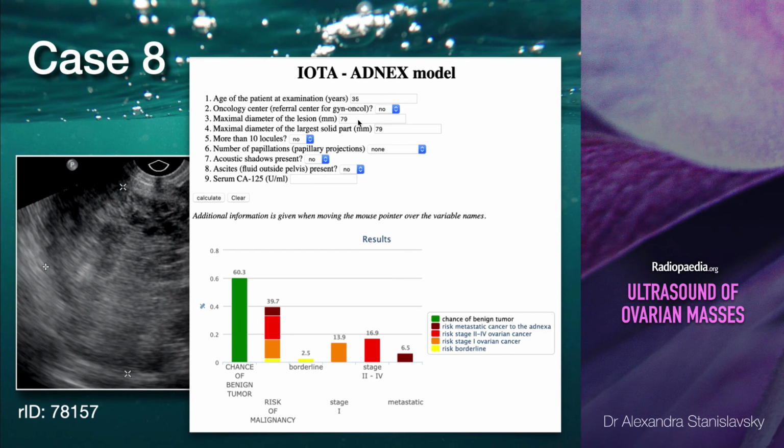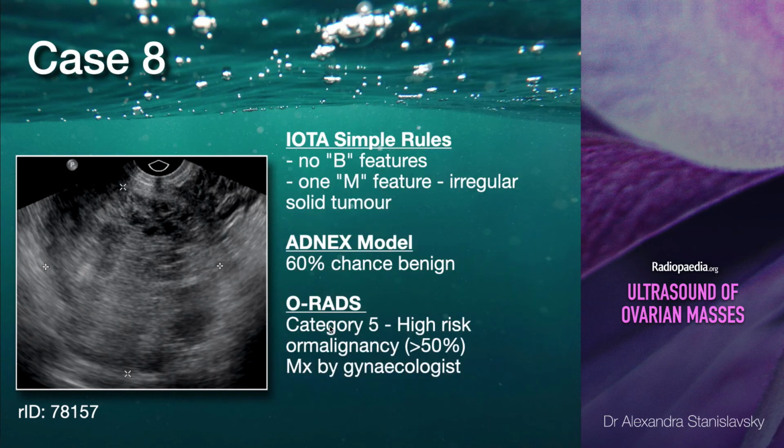ADNEX score, so 79 millimeter lesion, which is essentially solid, no locules, no papillary projections, no acoustic shadows, no ascites, gives it a 40% chance of malignancy, but note that's not borderline. If it's malignant, it's potentially high grade. 40% is certainly, whilst you could say, well, it's saying more than 50% chance of benign tumour, but nonetheless our cutoff will be somewhere between 10 and 20% for surgical excision. So still very much within that zone where we would recommend surgery.